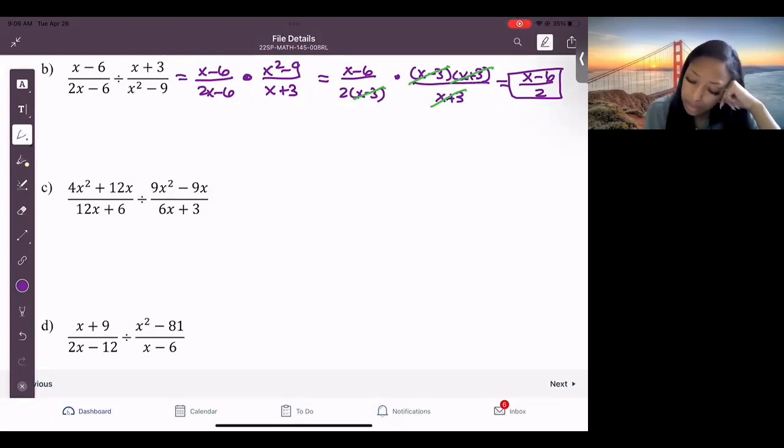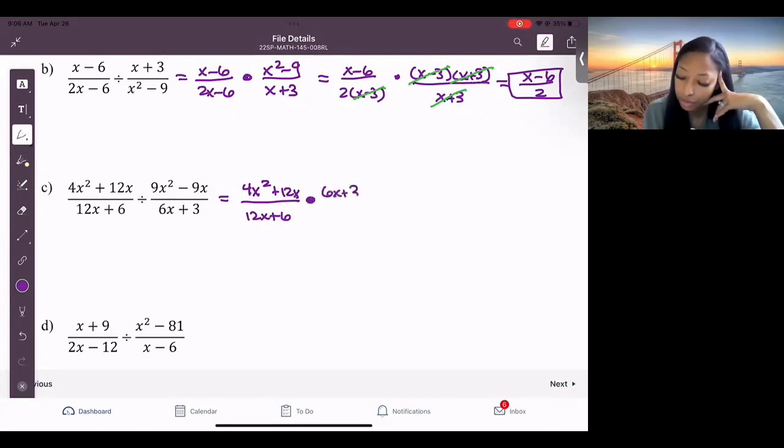All right, on to part C. 4x squared plus 12x over 12x plus 6 divided by 9x squared minus 9x over 6x plus 3. We rewrite this as multiplication. It's 4x squared plus 12x over 12x plus 6 times the reciprocal of the second expression, 6x plus 3 over 9x squared minus 9x.